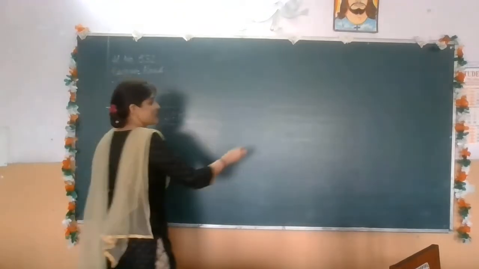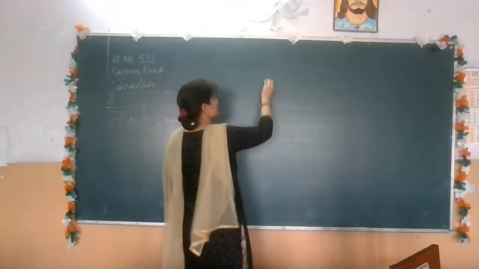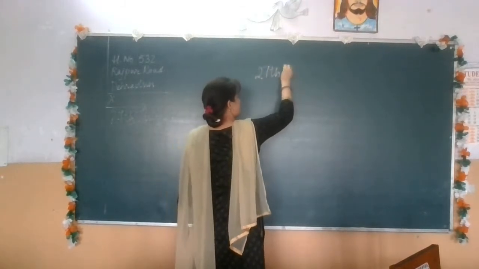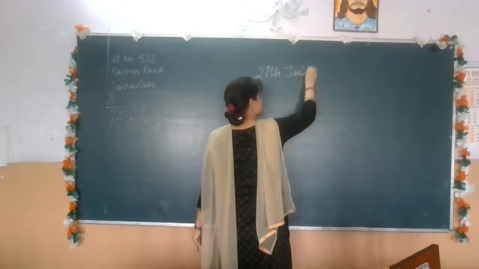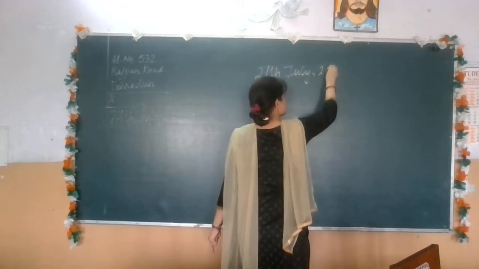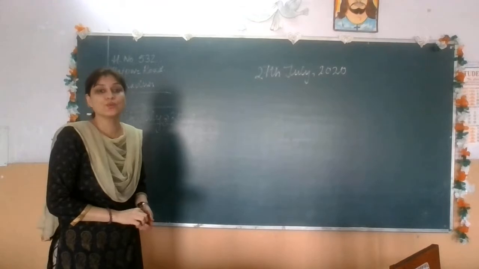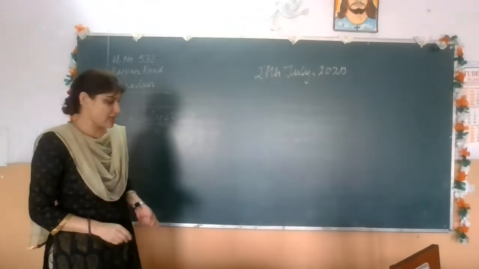Right? So I'll write it here so that you can see. It is 27th July 2020. This is the format of your date. This is how you will be writing your date.